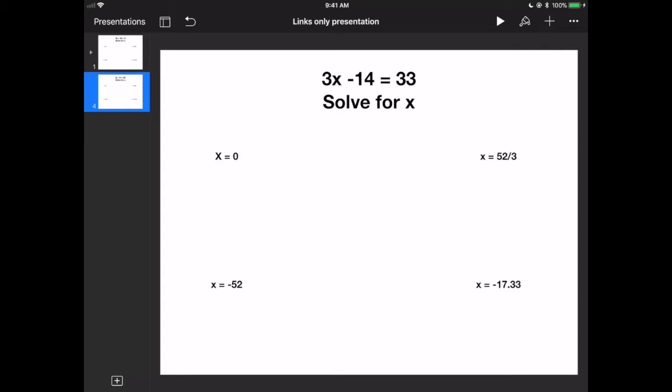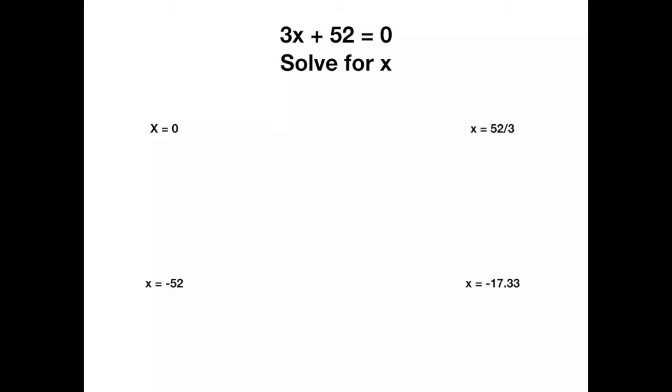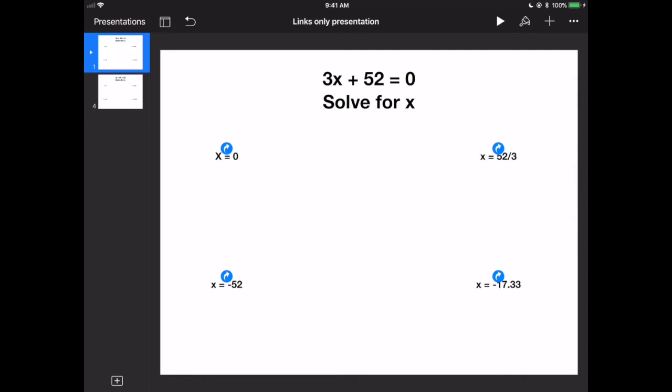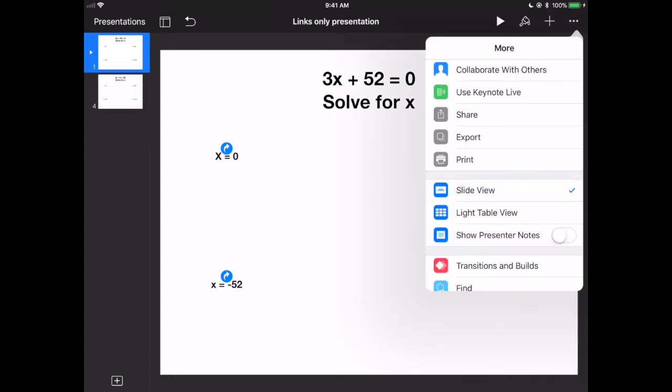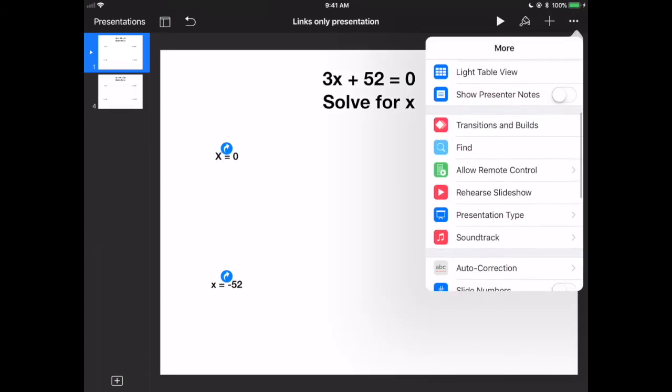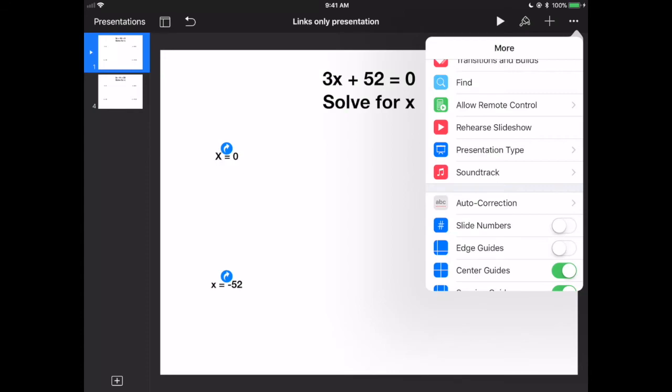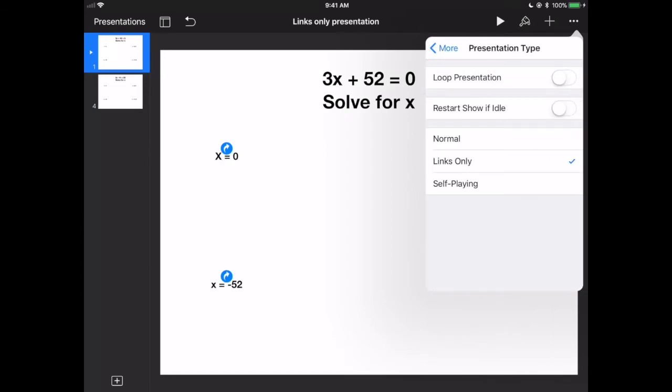Now there's one other thing we have to do on the back end. We don't want them to be able to click anywhere and progress through. It would completely defeat the purpose if I'm able to tap anywhere on my screen and it progressed. To get that feature, all I do is hit the 3 circles in the upper right-hand corner and scroll down to presentation type. Under presentation type, I can select links only. Links only will only progress through the links. Tapping anywhere else just doesn't help.